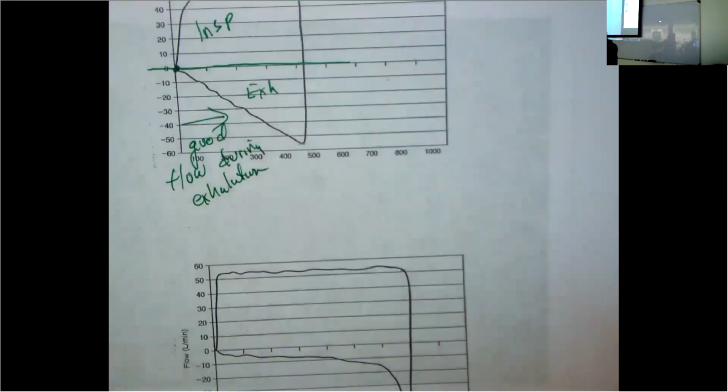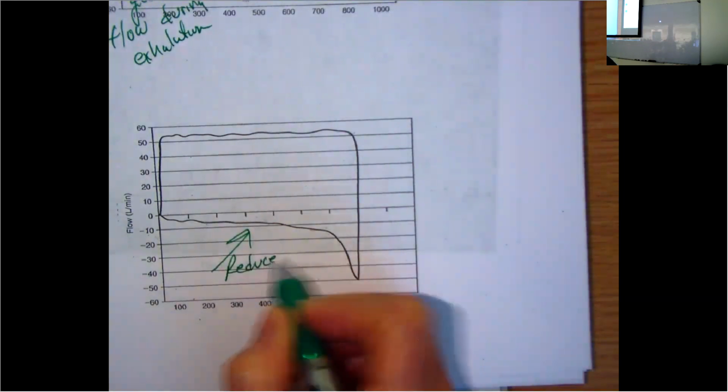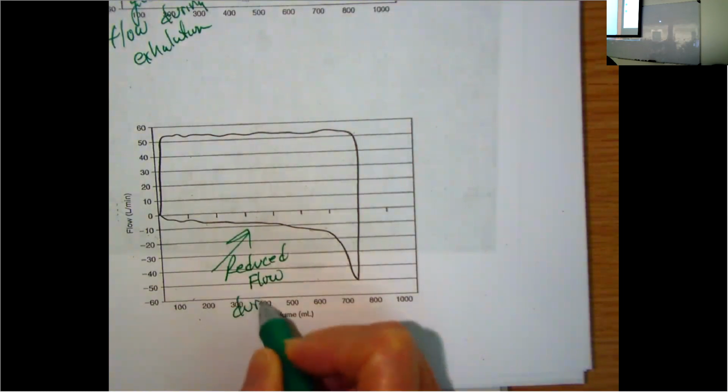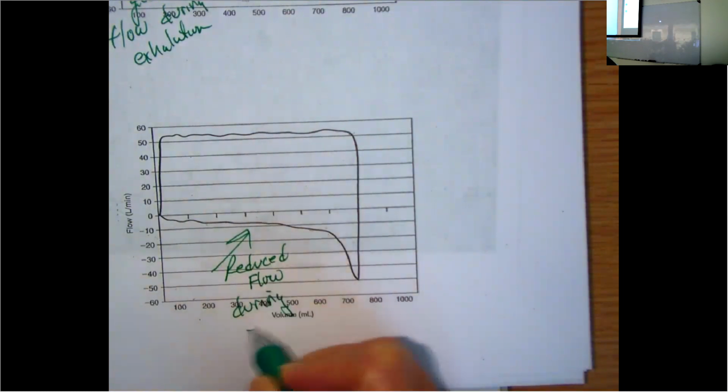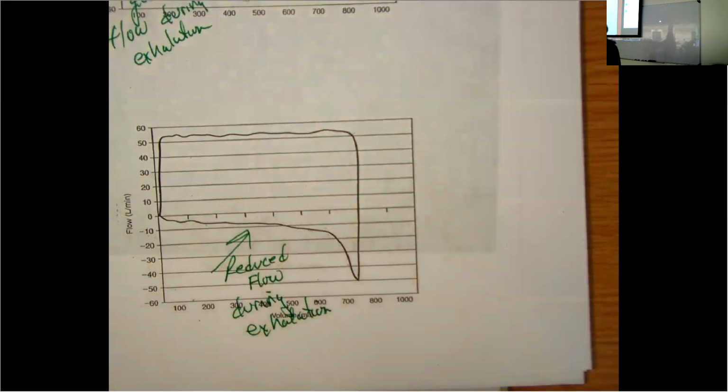So I wrote good flow during exhalation. This is reduced flow during exhalation. What causes the sudden drop in the exhalation? It won't be sudden, but bronchospasm can do that. So if the patient goes into bronchospasm, that's what their flow volume loop would look like.